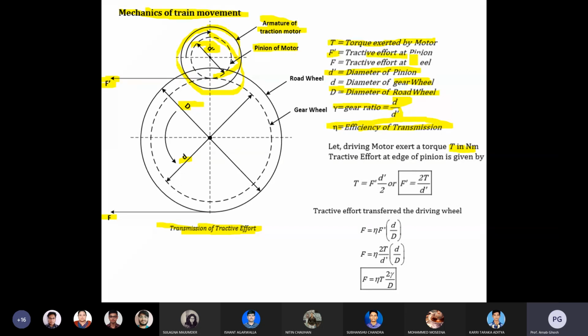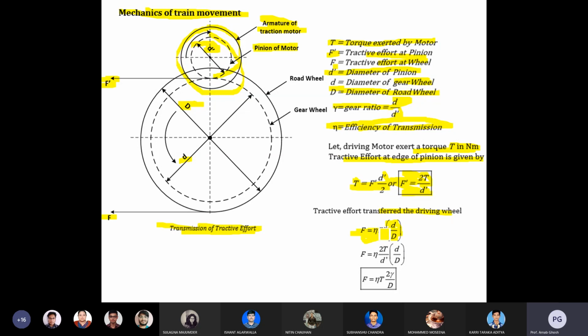F dash is our tractive effort at the pinion. Capital F is the tractive effort at the wheel. Okay. Let the driving motor exert the torque capital T in Newton meter, the tractive effort at the edge of the pinion is given by capital T equal to F dash D dash by 2, or F dash equal to 2T by D dash. Okay, that is the total force. Okay, the tractive effort transferred to the driving wheel, that F equal to gamma F dash small d by capital D. That's the basic formula directly coming.